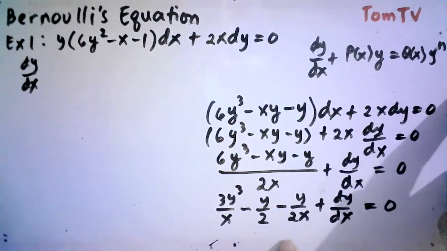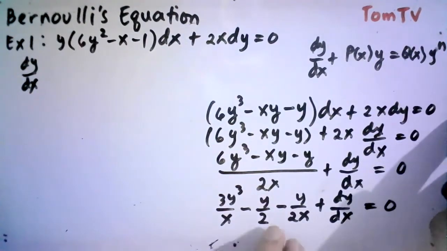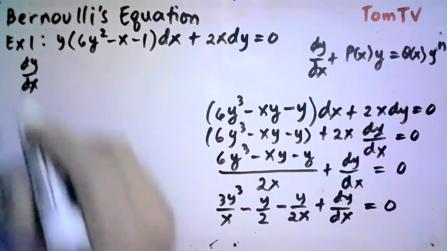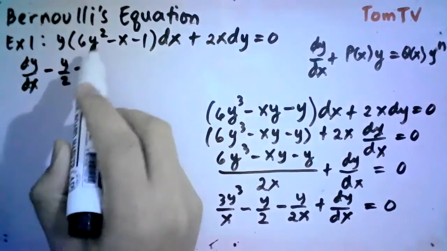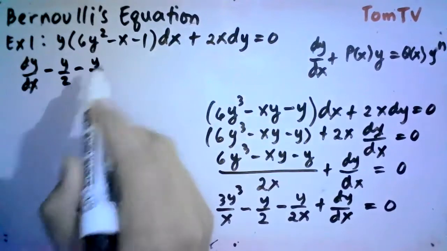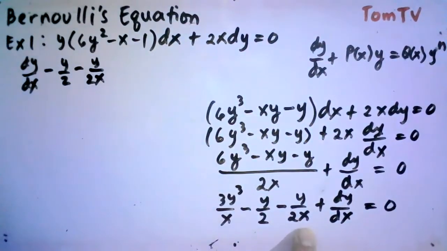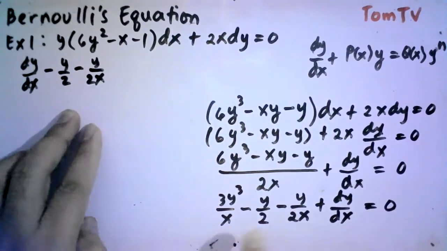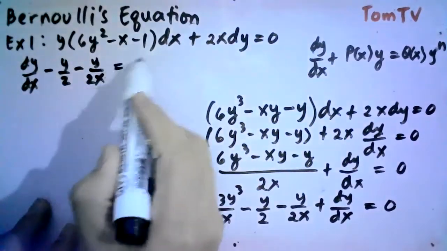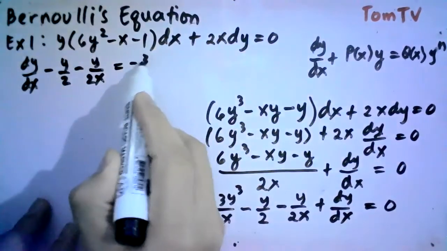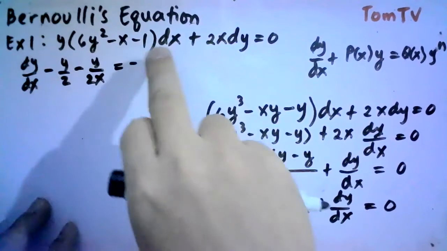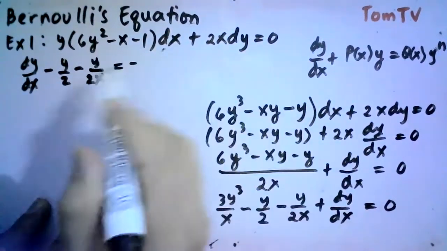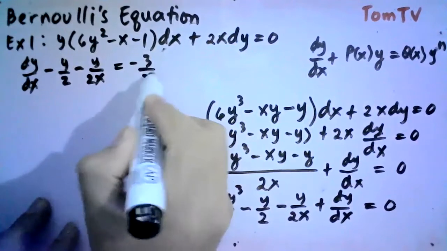So I will write first these two terms. We have minus y over 2, minus y over 2x for this part. And then this one will be transferred to the other side. So that is equivalent to negative 3y cubed, or I will write here negative 3 over x, y cubed.